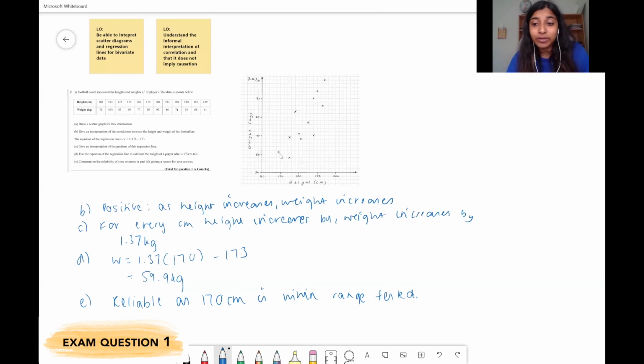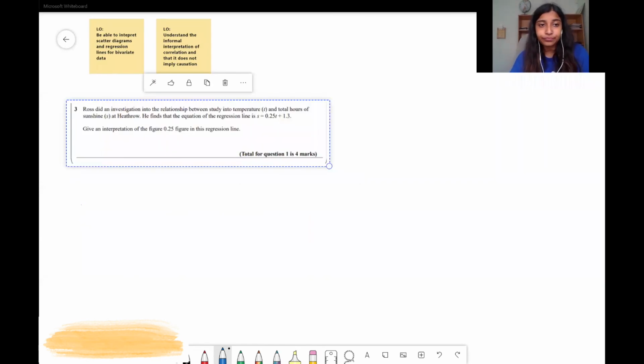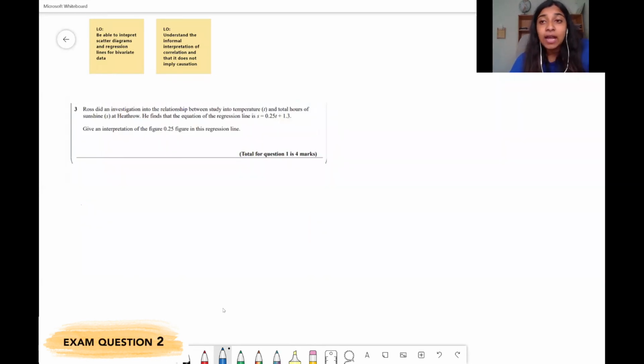So let's try one more question. You have another question here. Again, feel free to pause the video and try it out for yourself first. So we have Ross did an investigation into the relationship between temperature T and total hours of sunshine S at Heathrow. He finds that the equation of the regression line is S equals 0.25T plus 1.3. So we want to give an interpretation of the figure 0.25 in this regression line.